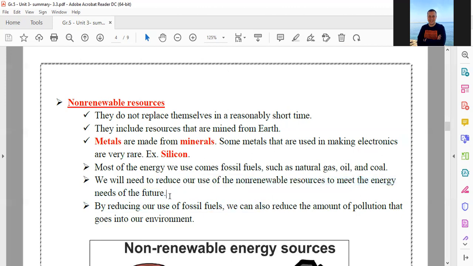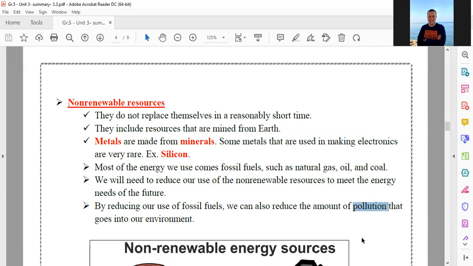So what this sentence means is that we will need energy in the future as well. So we need to reduce our use of the non-renewable resources nowadays in order to have some of these non-renewable resources in the future, because we will need more energy in the future. By reducing our use of fossil fuels, we can also reduce the amount of pollution that goes into our environment.